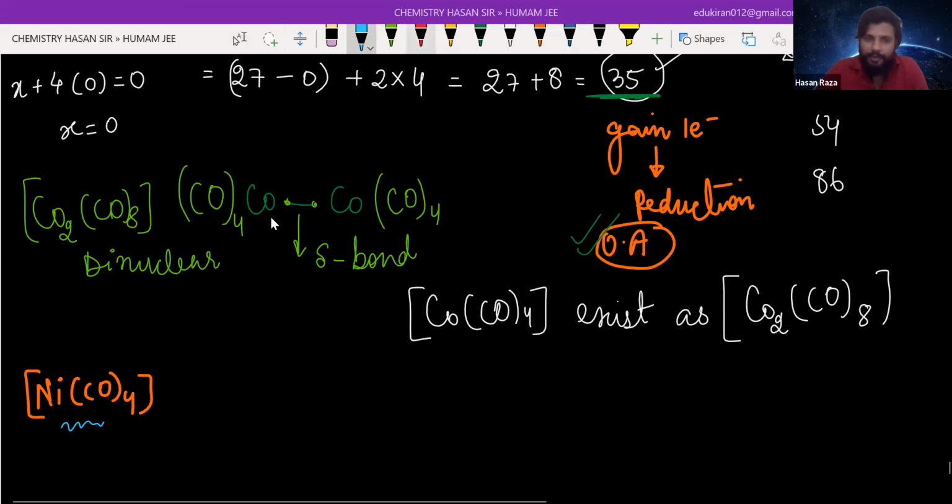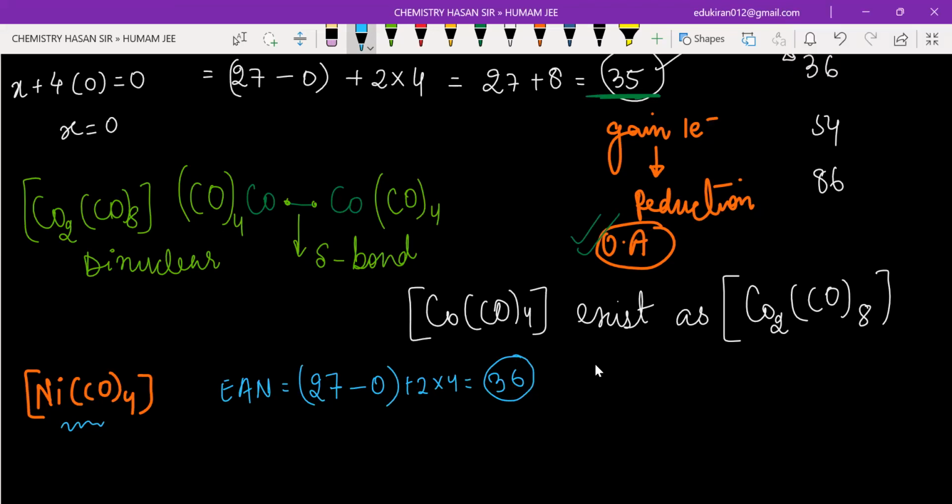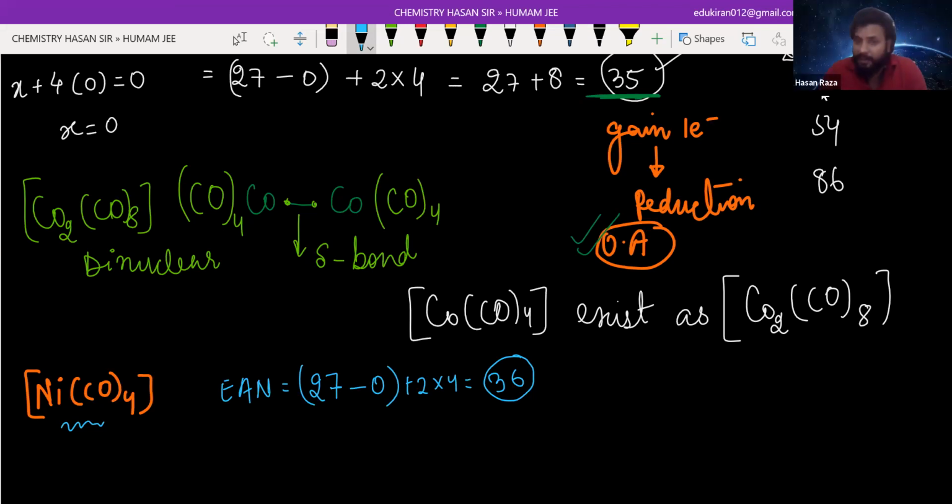Humam, very good. The answer is correct. You can see EAN is equal to atomic number, you know, 27, and oxidation state 0. The coordination number will be 2 into 4. So it comes out to be 36. Right? Yes. So if it is 36, that means it is the same as the noble gas atomic number. So it is stable. It will be mononuclear. Are you getting my point, both of you? Yes.